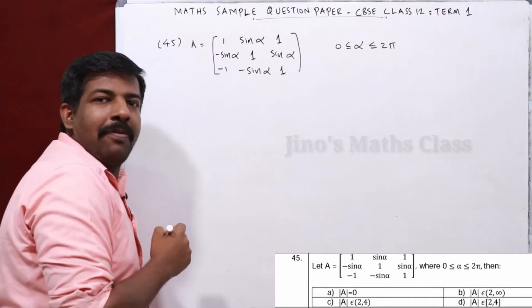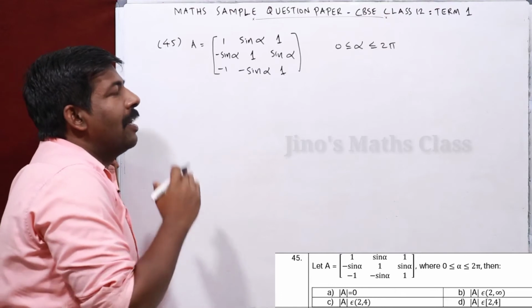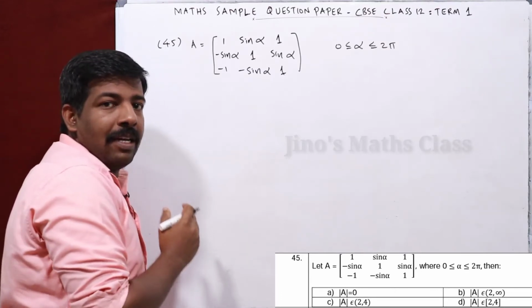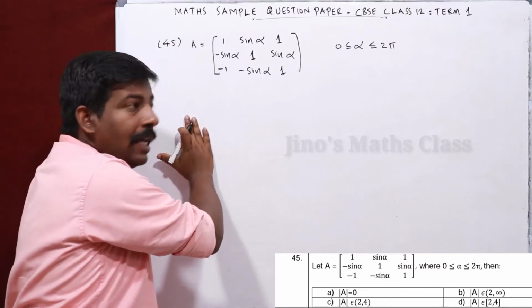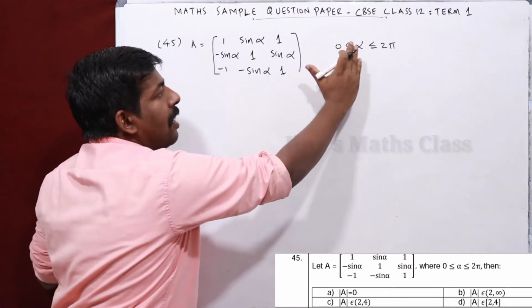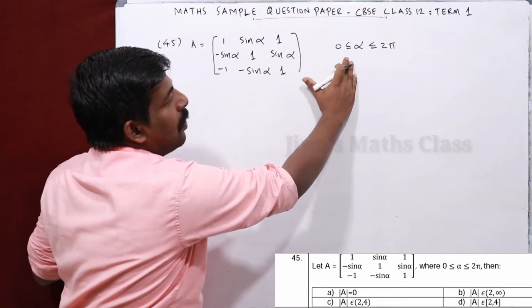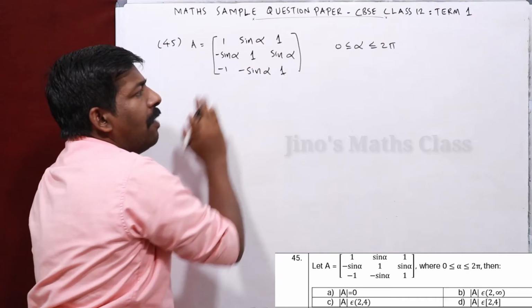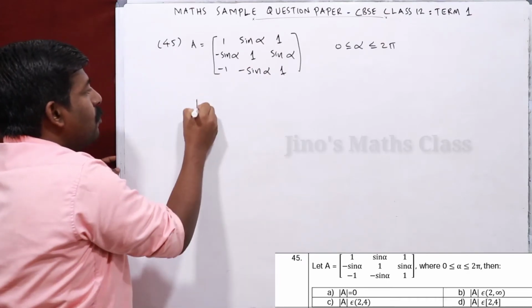Question number 45. Here there is a matrix given and in options it is about values of determinant A, right? So that's why we can directly find determinant A. And here you can see the condition given is 0 lesser than or equal to alpha lesser than or equal to 2 pi, and here in matrix we can see alpha is there, right? So directly we can move to determinants.